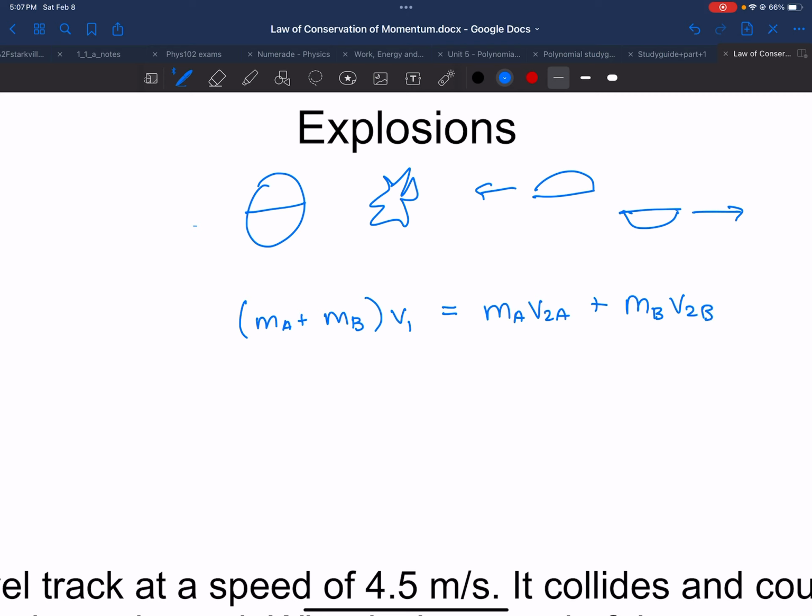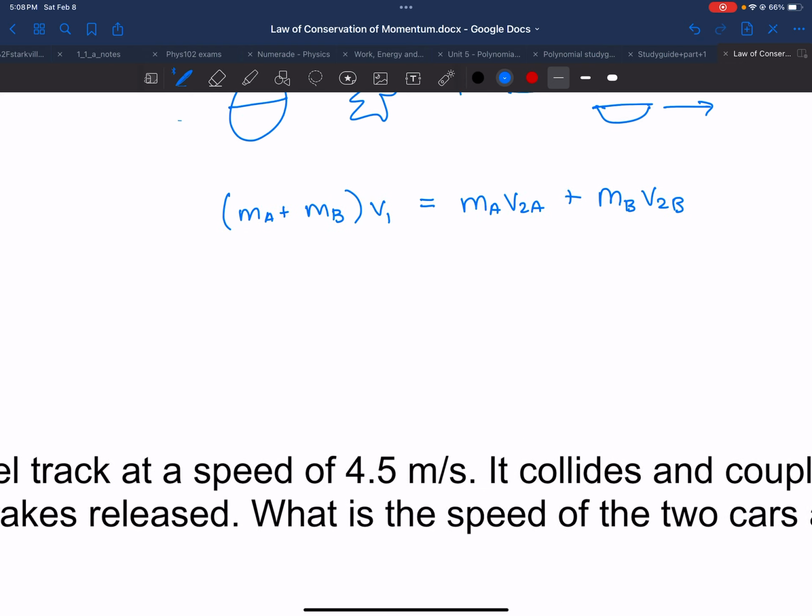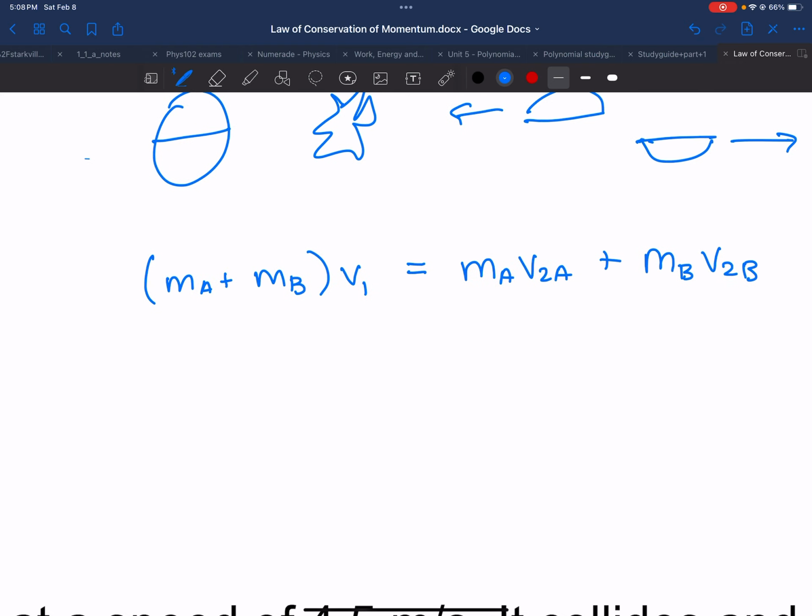Well, how do I know if it's an explosion or if it's a collision? The way you know is if they break apart, right? So someone's riding a surfboard, the person goes one way, the surfboard goes another. An astronaut in space gets untethered from their spaceship, they throw their oxygen tank away from them, and they move towards the ship. So that would be an explosion.